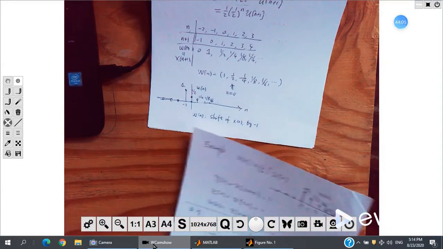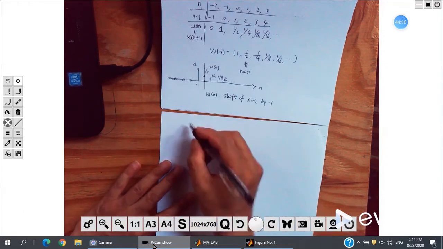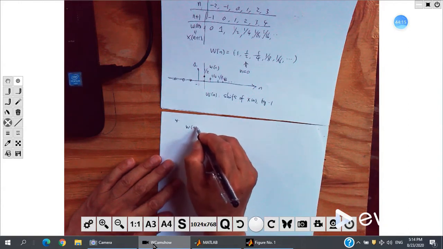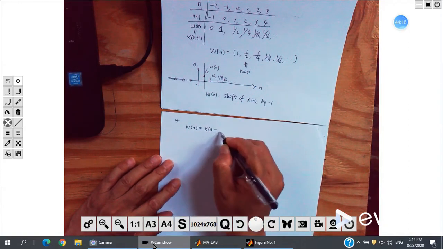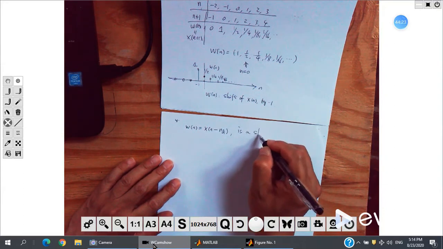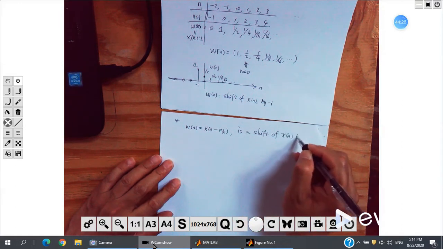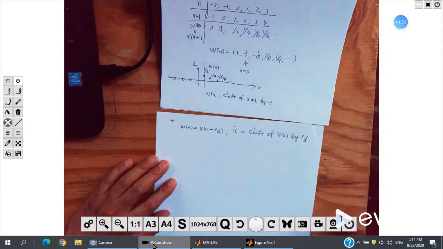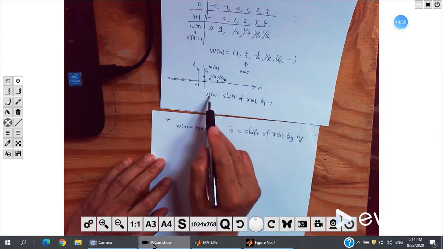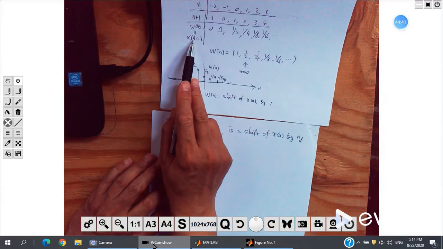Actually, we can have this shift more generally. W of n equals x of n minus nd, which is a shift of x of n by nd. I put minus here because I don't want to put negative here. Like here, W is x of n plus 1, so it's shifted by -1.